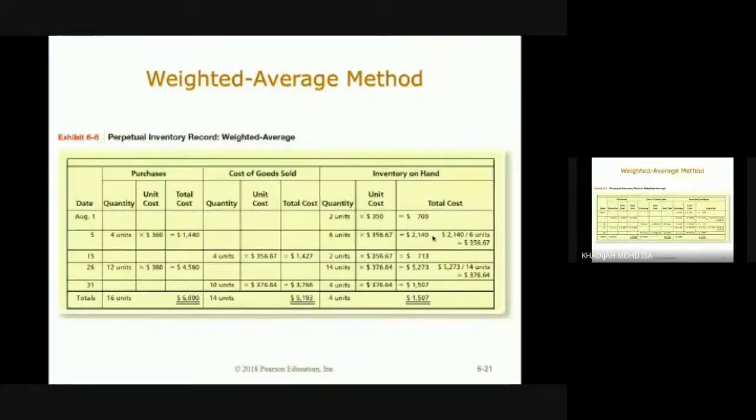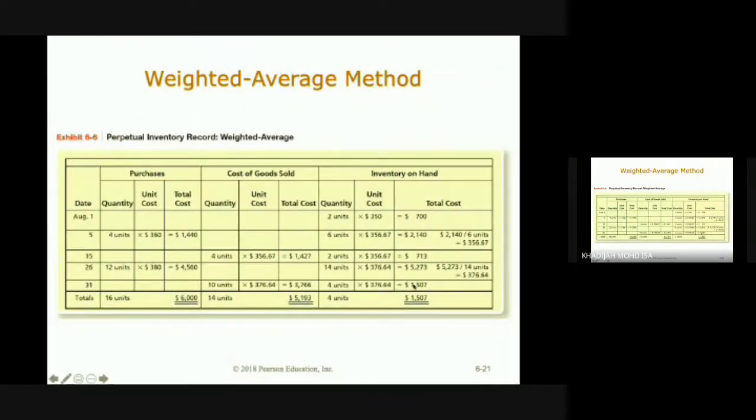Slightly, students will have difficulty deciding on the average cost. If you're not careful, especially if you don't take into account your opening balance, you may get it wrong. But if you're careful, you take the opening balance plus your purchases to get the total cost, divided by the number of units, so you get your average cost. So the 356 now is the cost per unit, and each one is for the 6 units.